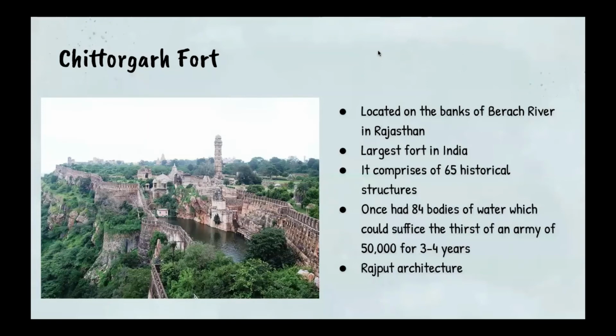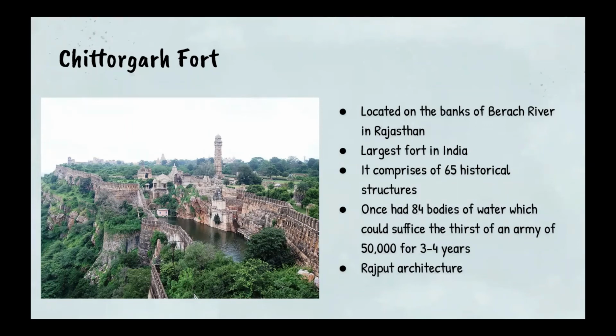Chittorgarh Fort. Chittorgarh Fort is located on the banks of Berak River in Rajasthan. It is also one of the largest fort complexes in India. It comprises of 65 historically built structures, including 4 palaces, 19 significant temples, and 4 memorials. This fort has Rajput architectural features.